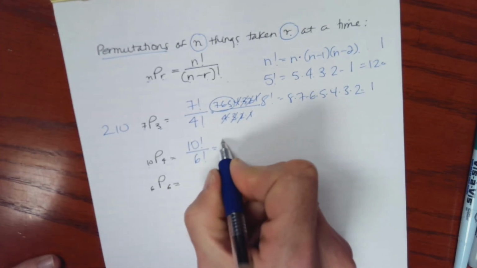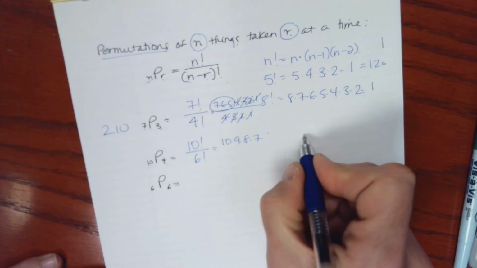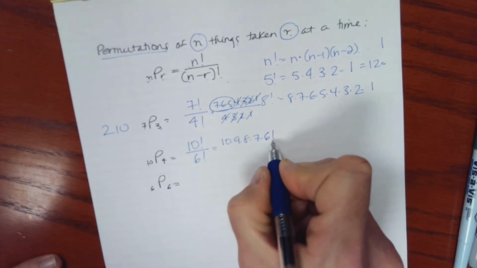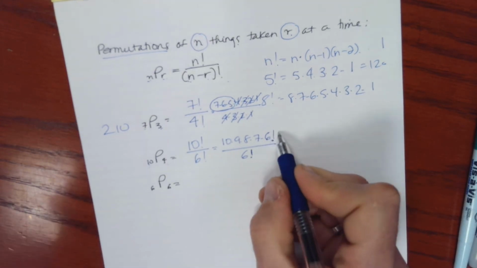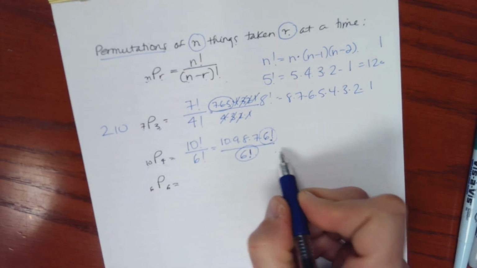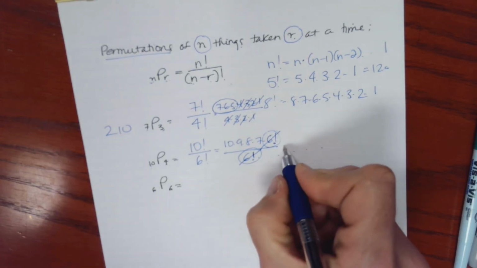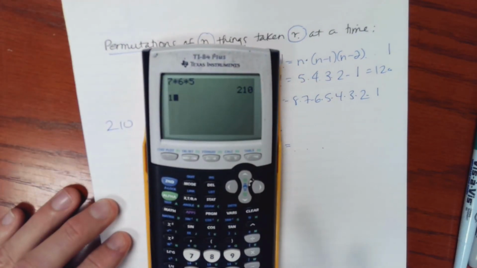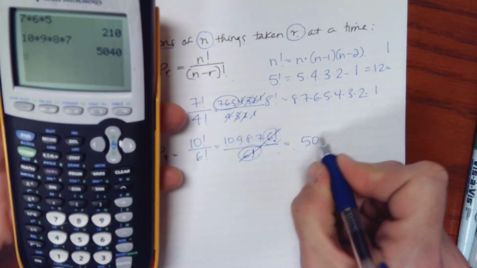I'm going to show you a little shortcut here. 10 times 9 times 8 times 7 times, now, this would be 6 times 5 times 4 times 3 times 2 times 1, but that is just 6 factorial. And that's going to make this a lot easier. I know that these two expressions mean the exact same thing, 6 times 5 times 4 times 3 times 2 times 1. Since they have all the same factors, all of those are going to cancel out. And so I'm just left with 10 times 9 times 8 times 7, which is 5,040.